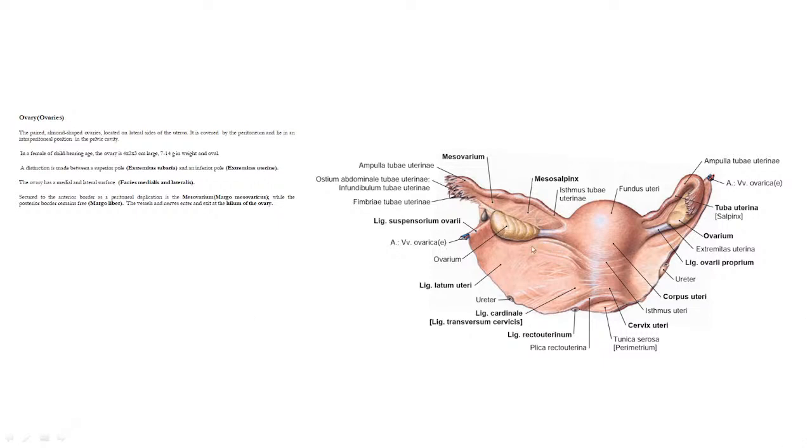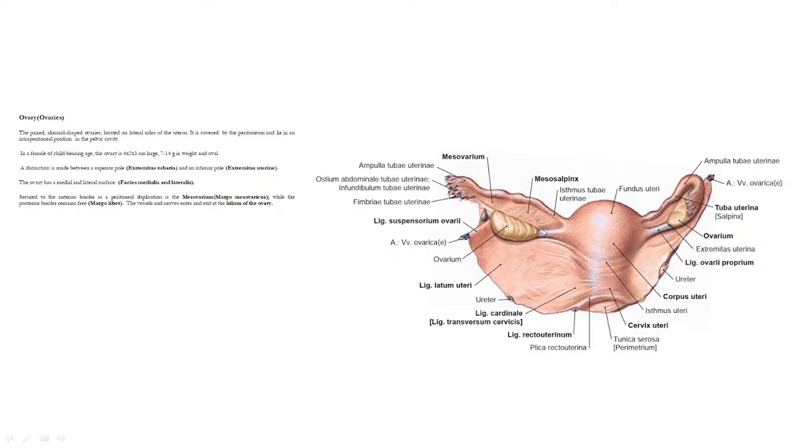Ovary. The paired almond-shaped ovaries are located on the lateral sides of the uterus. They are covered by peritoneum and lie in an intraperitoneal position in the pelvic cavity. In females of child-bearing age, the ovary is 4 by 3 centimeters. Distinction is made between the superior pole, extremitas tubaria, and the inferior pole, extremitas uterina.